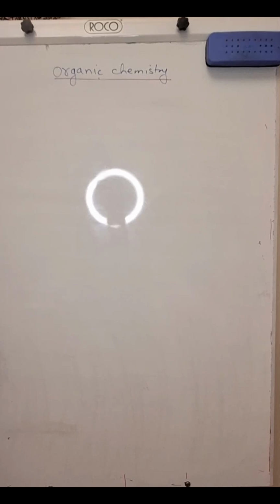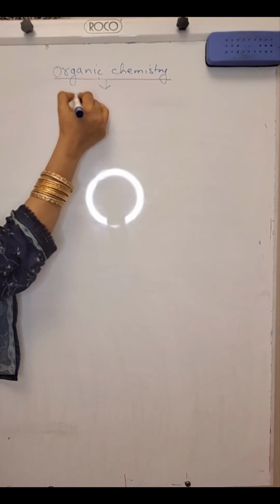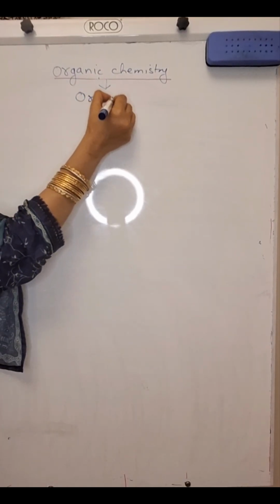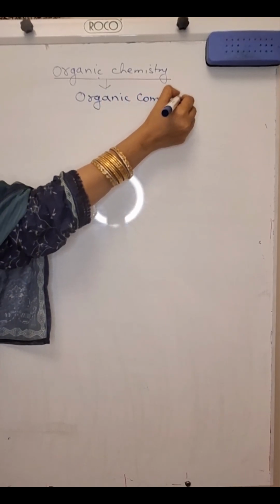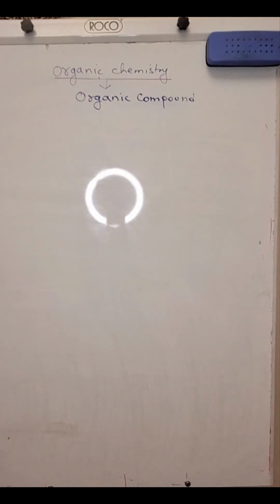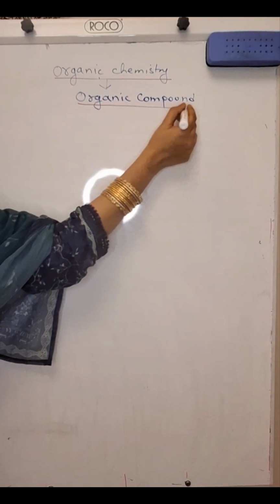Today I am going to teach you about organic chemistry. So what is organic chemistry? It is a branch of chemistry which deals with organic compounds. So we need to understand what is an organic compound. A very simple definition of an organic compound is a carbon containing compound.